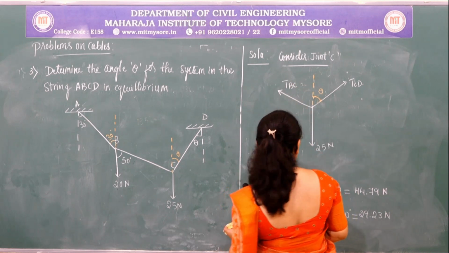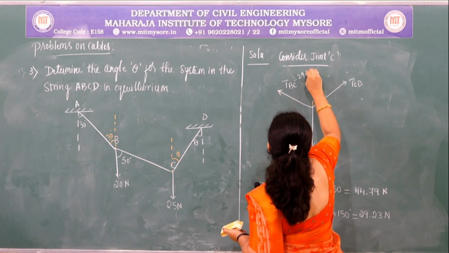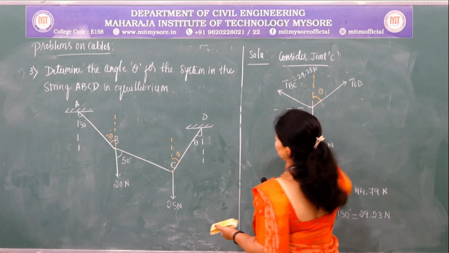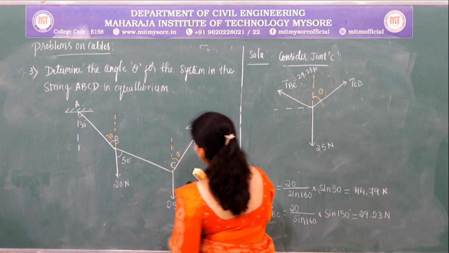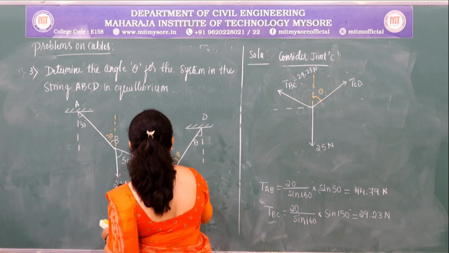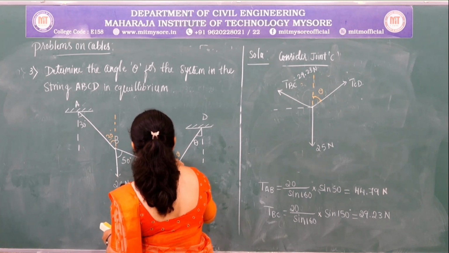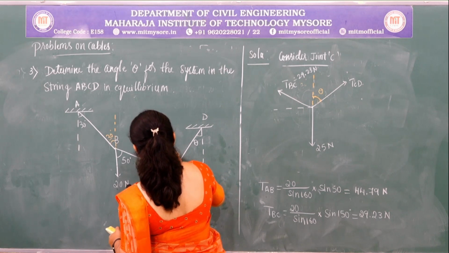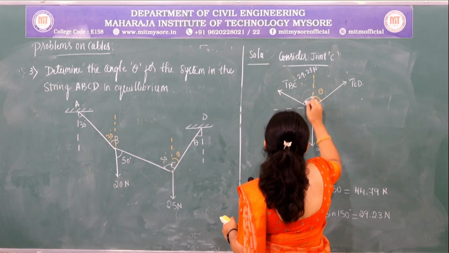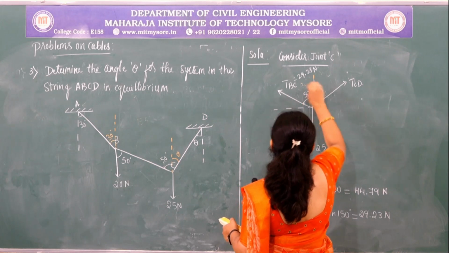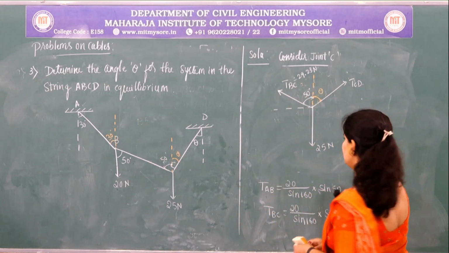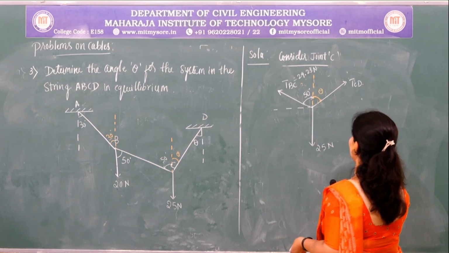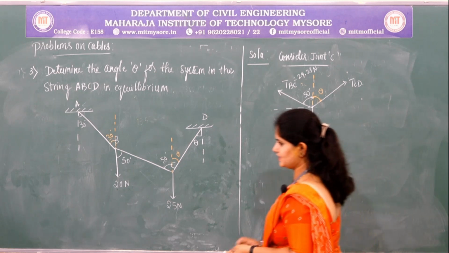So now we got the value of BC as 29.23 Newton, and the inclination angle of which is equal to, if this is 50, through alternate angles, this is also 50 with respect to vertical axis. Right. Now we shall solve for the value of theta and TCD, right.